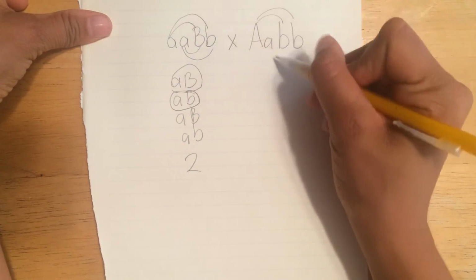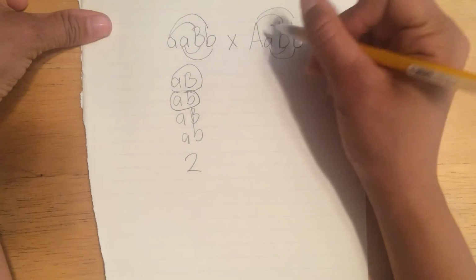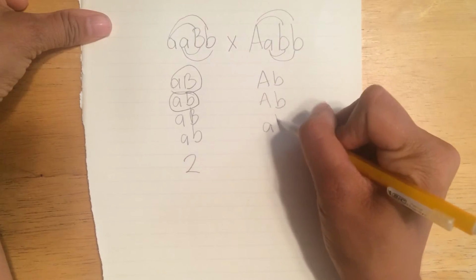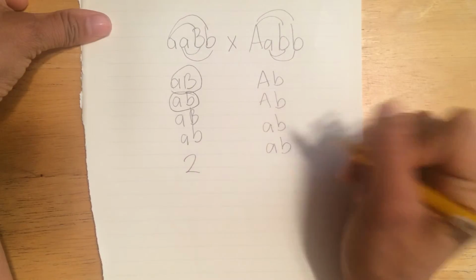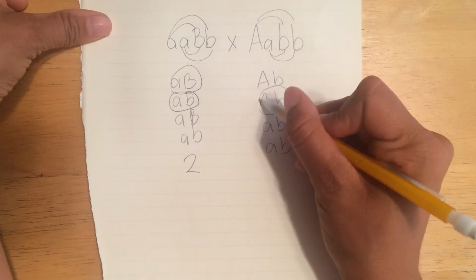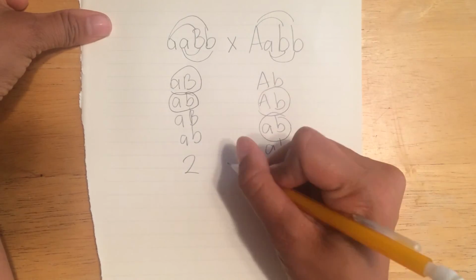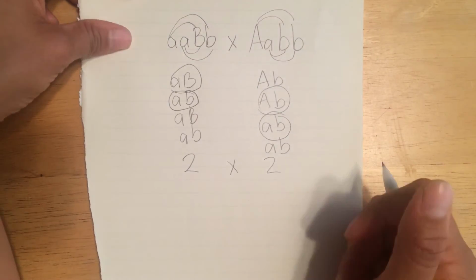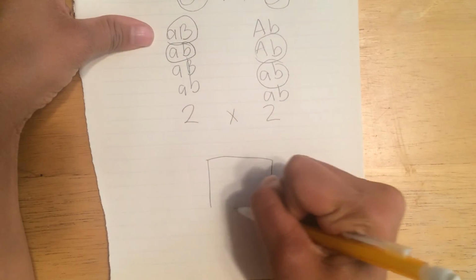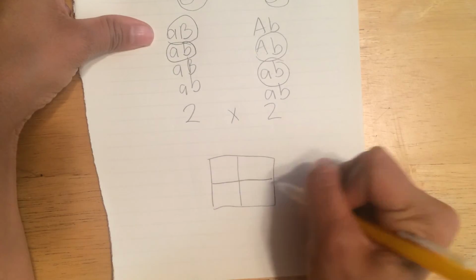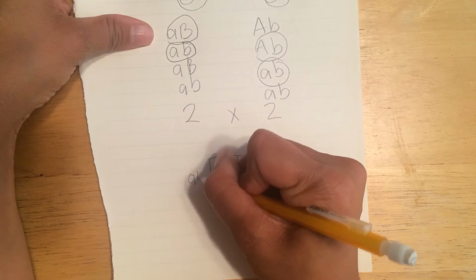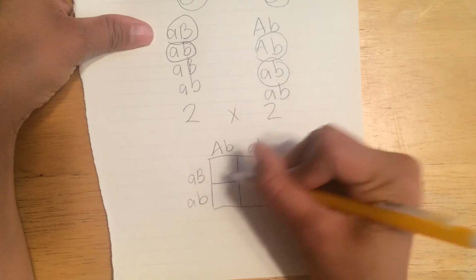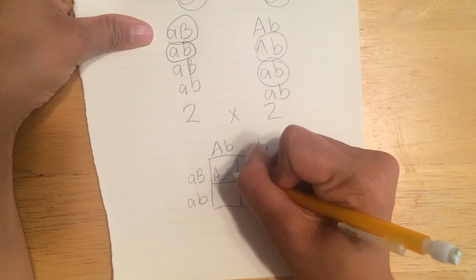And then I go ahead and do the distributive property for this. And it's big A little b, big A little b, little a little b, little a little b. And for this, I also have only 2 different allele combinations. And so I will have a 2 by 2. I make a 2 by 2, and I put my 2 different allele combinations on this side and my 2 different allele combinations on this side. And I go ahead and fill out the Punnett square.